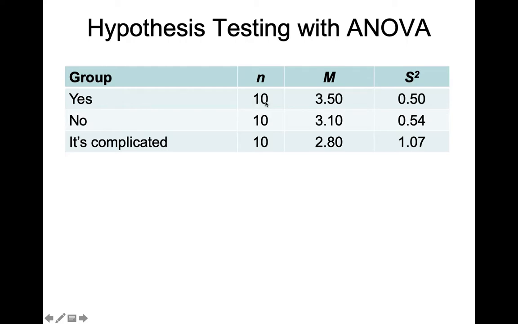That is, among the 10 people in the yes group, there's a different amount of variability from their sample mean. Among the 10 people in the no group, there's a different amount of variability from their sample mean. And among the 10 people in the it's complicated group, we can see based on the population estimate, there's more variability around that mean. So in those samples, there's different variability, and we're going to use that to say, well, under the null hypothesis, all of these groups are supposed to be identical in terms of their population mean and in terms of their population variance.